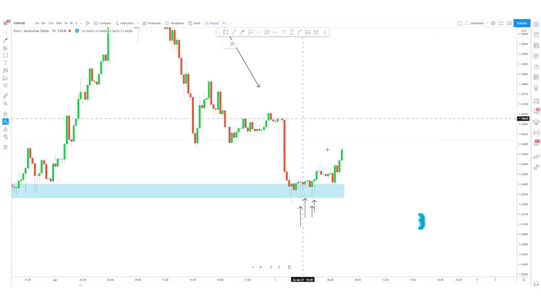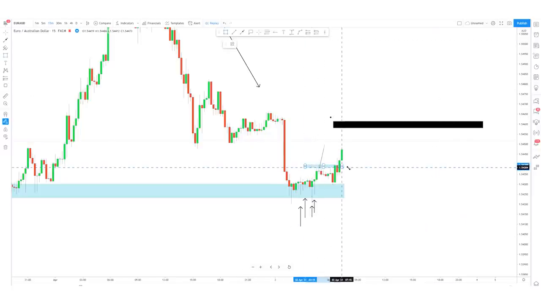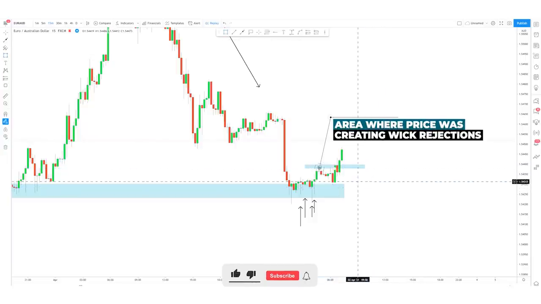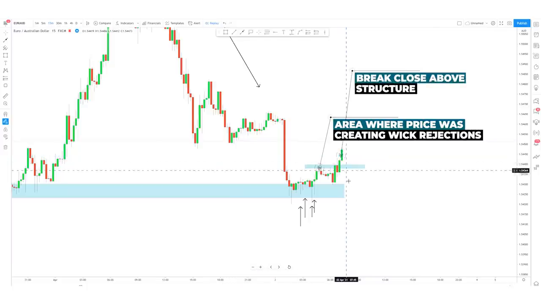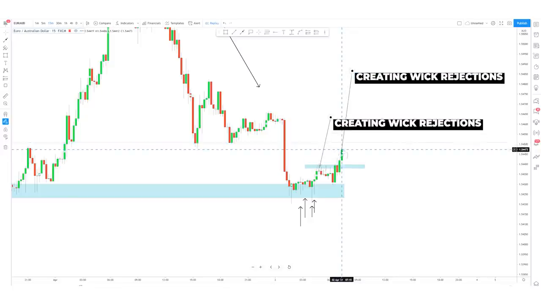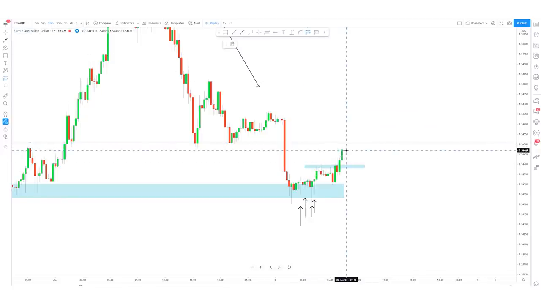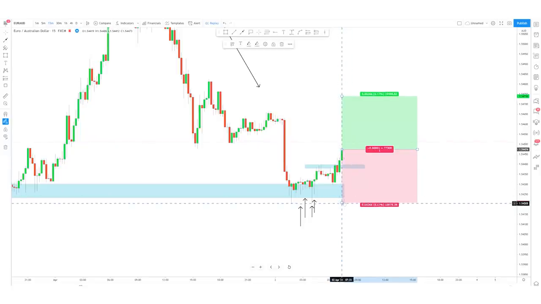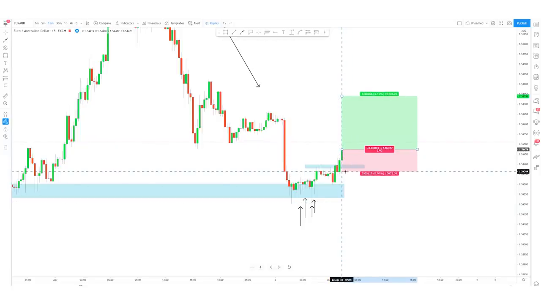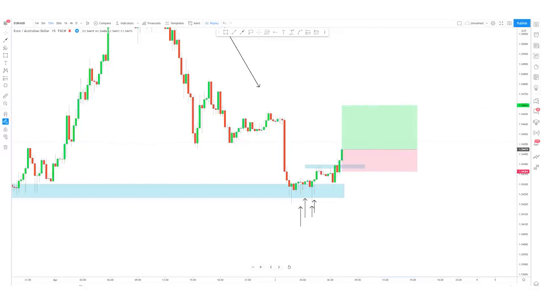Now, as you can see here, we have an area in the market where price was creating the wick rejections to the upside and downside. And then finally, we have the break close above this structure. Once we get this information, can you be taking a trade? Yes, you can. There are a few things to think about when doing this, but we're not going to go into the nitty gritty. But we'll just take this trade as such, making sure our stop loss is below the level, and we'll go for our targets, just keeping it simple.